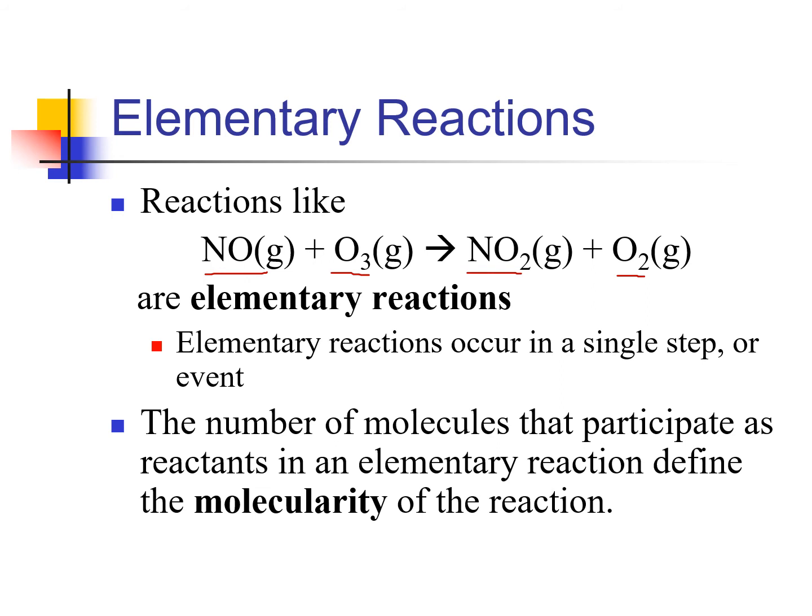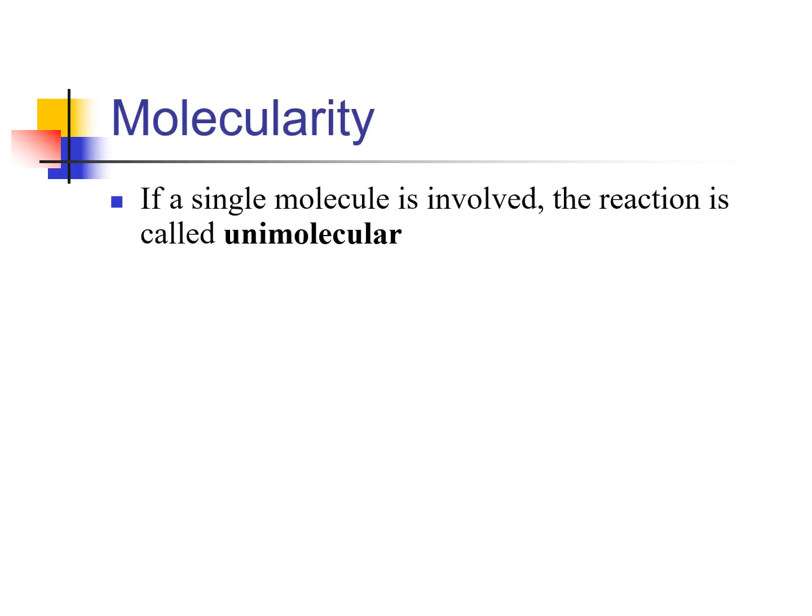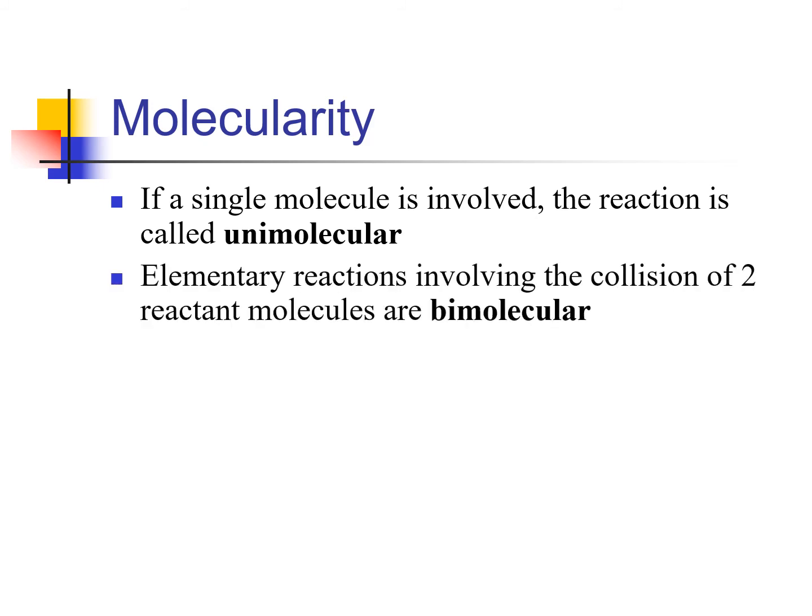Now, however many molecules are in the reactants defines what is called molecularity. If there is a single molecule involved in the reactants, we say that the reaction is unimolecular. If the elementary reaction involves two reactant molecules, that could be two different molecules or perhaps two of the same molecules, just two molecules in general, we would say that's bimolecular.